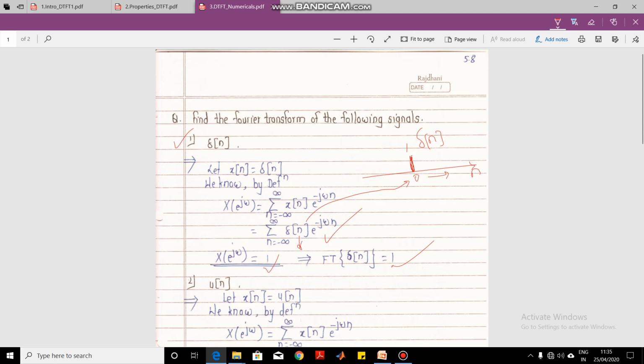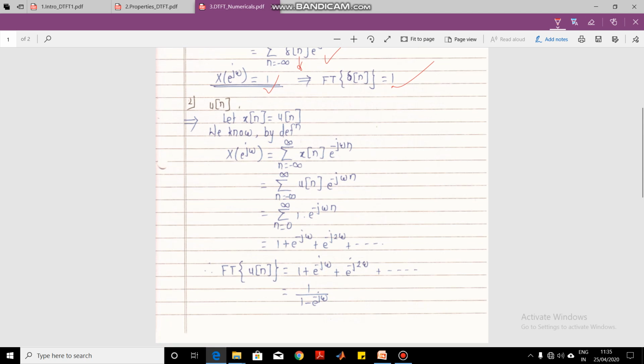Okay. So the physical interpretation of this result is that the frequency domain representation of del of n will contain all the frequency components since it is 1. That means del of n is such a signal which will have the frequency components of all the signal frequencies from 0 to infinity.